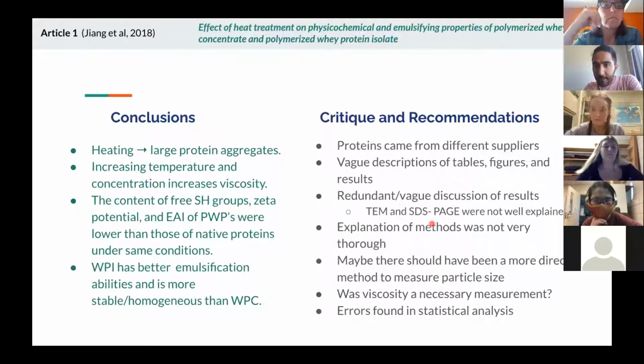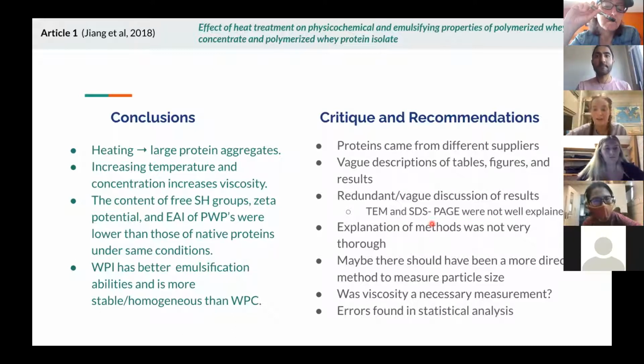Okay. The conclusions that they drew from this study were that heating induces the formation of large protein aggregates, and increasing the temperature and concentration increases viscosity. The content of the free sulfhydryl groups, Zeta Potential, and EAI of the polymerized whey proteins were lower than those of native proteins under the same conditions. And whey protein isolate has better emulsification abilities and is more stable and homogeneous than whey protein concentrate.